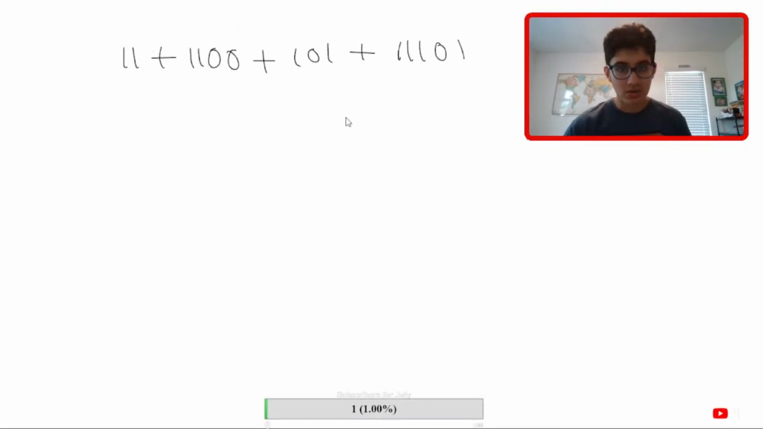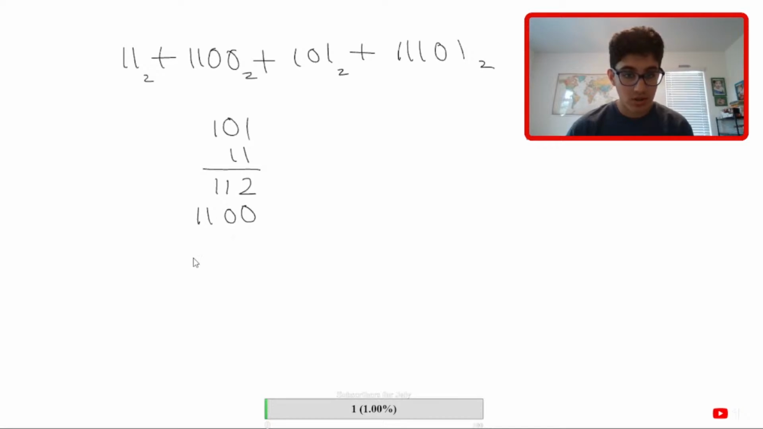It's all base 2. So all of them are base 2, which means we can actually add them up. Right? So if you do this, you get 101 and 11, and you can add it up normally. This becomes 211. So fine, we've got that. Then you can add it to 1100, which also works perfectly. That becomes 1212.